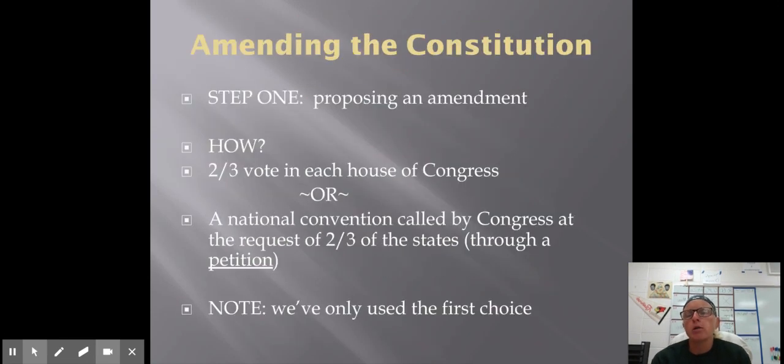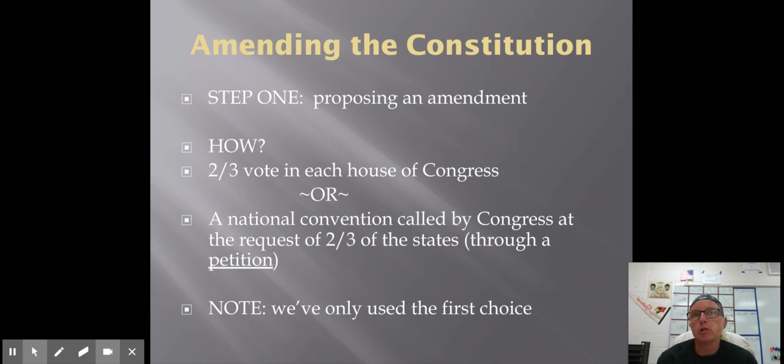All right, now we're going to talk about Article 5, how to amend the Constitution. Remember, there are 27 amendments. How do you get to make an amendment? The first way to make an amendment is you have to propose it. And this is done at the national level. So at the national level, they have two choices when proposing an amendment.